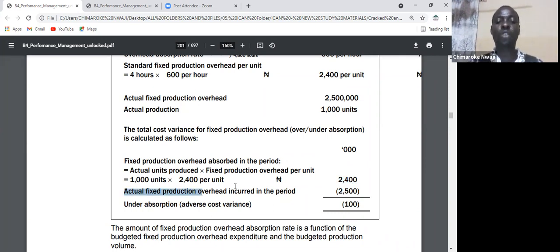And for actuals, you spent 2,500,000. So what happened? This actual is what you should have budgeted, but you budgeted something lower than what you spent. If your standard is higher than your actual, that's good, it's favorable. But now your standard is lower than the actuals, which means you under-budgeted. You have under-absorbed. You should have absorbed 2,500,000, but you went ahead and absorbed 2,400,000. So the 100,000 which you failed to absorb is under-absorption, and it's an adverse cost variance for you because you spent more than you budgeted.